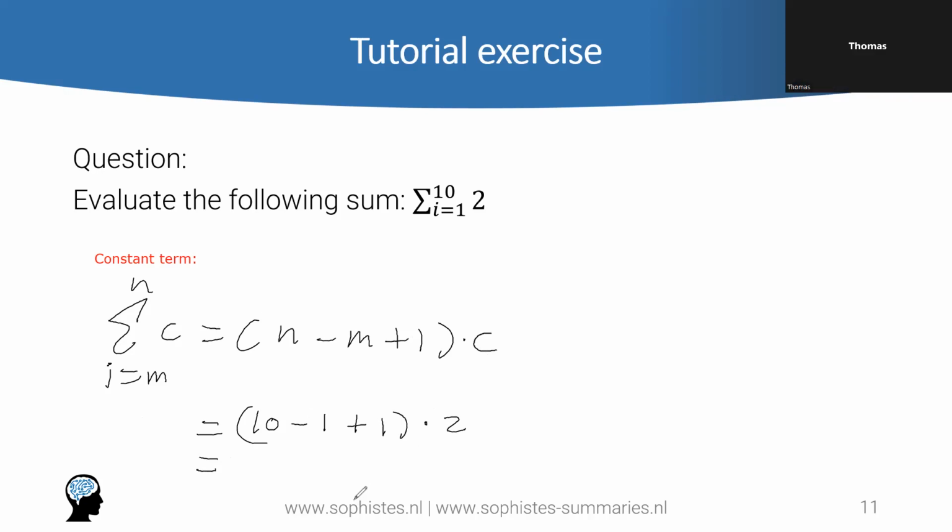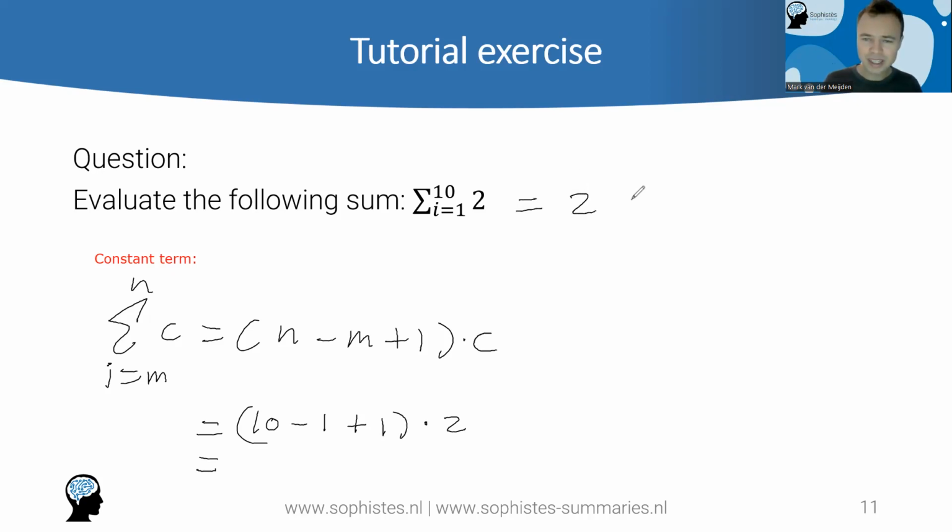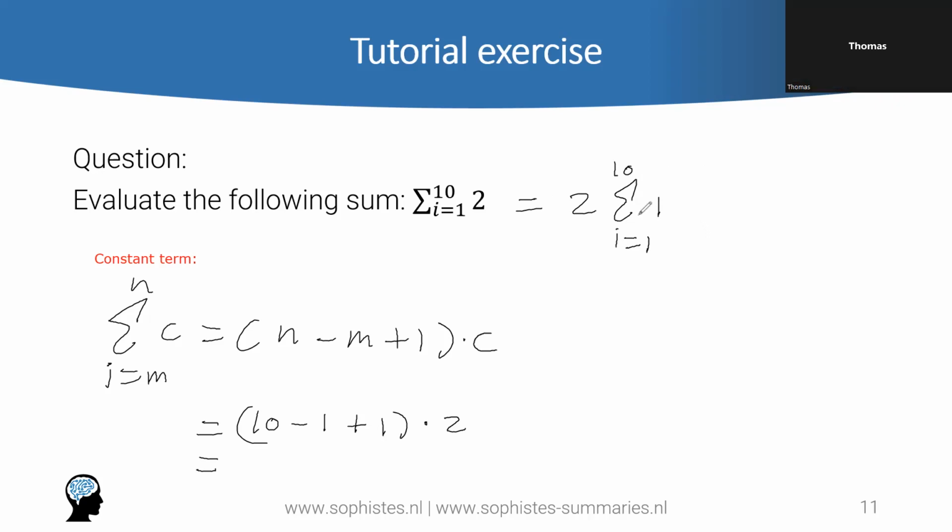Just a question. Is it still good to do the homogeneity, or is it only the constant term? Yeah, so if you would apply homogeneity, you would get something like this. Okay. But yeah, I wouldn't do it. Then you get 2 times 1 plus 2 plus 3 plus 4 plus 5 plus 6 plus 7 plus 8 all the way up to 10. Yeah, that's what I did. You would also get 20, of course, but yeah.